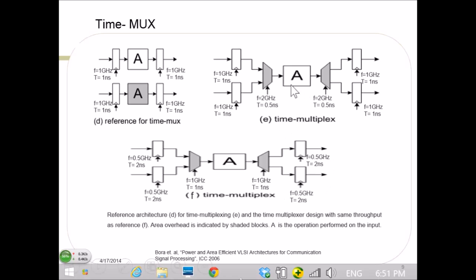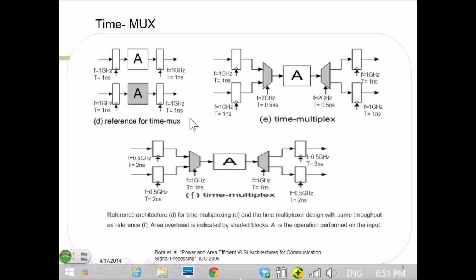And this is another concept we use in signal processing. Say, for instance, you have two operations being done on two different data paths. Instead of doing two different data paths, to save area, I can multiplex. Essentially, it's time sharing. So I put a multiplexer here and I'm doing the same operation here. Previously it was operating at 1 gigahertz. Now I bumped up the frequency of this block to 2 gigahertz, and I'm getting essentially the same throughput as this one.